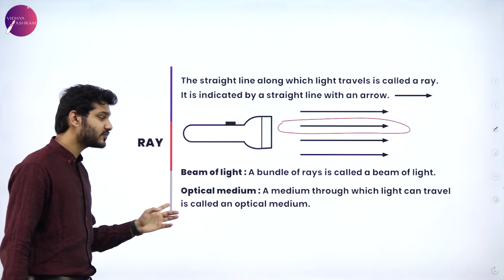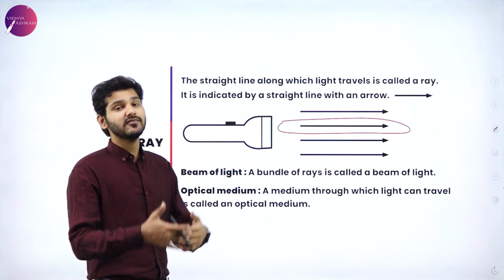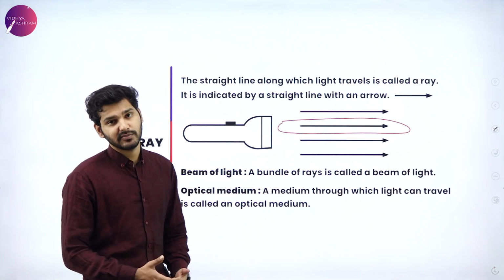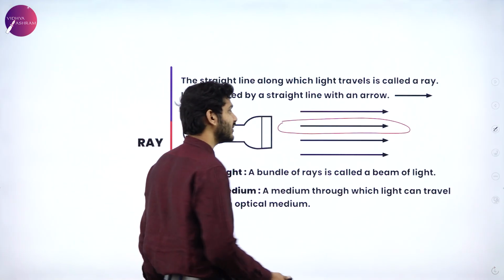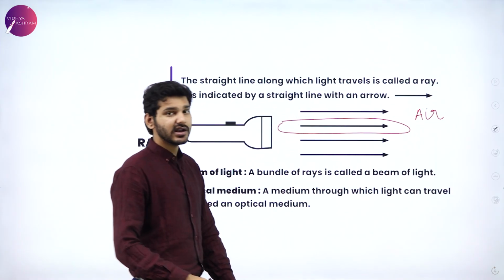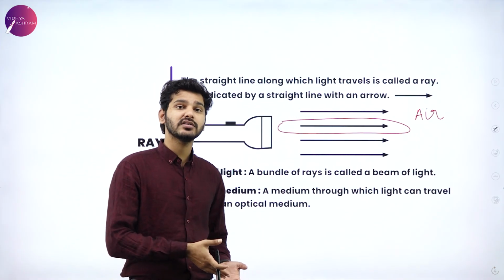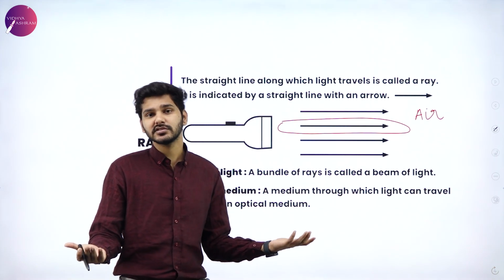So, what is an optical medium? The optical medium is just the medium in which light is propagating. Maybe it is air in this particular case. Let's assume that I'm shining my torchlight into my backyard, then the medium is air. If I'm shining it underwater, then the medium is water. If I'm shining it through a glass medium, then the medium is glass.